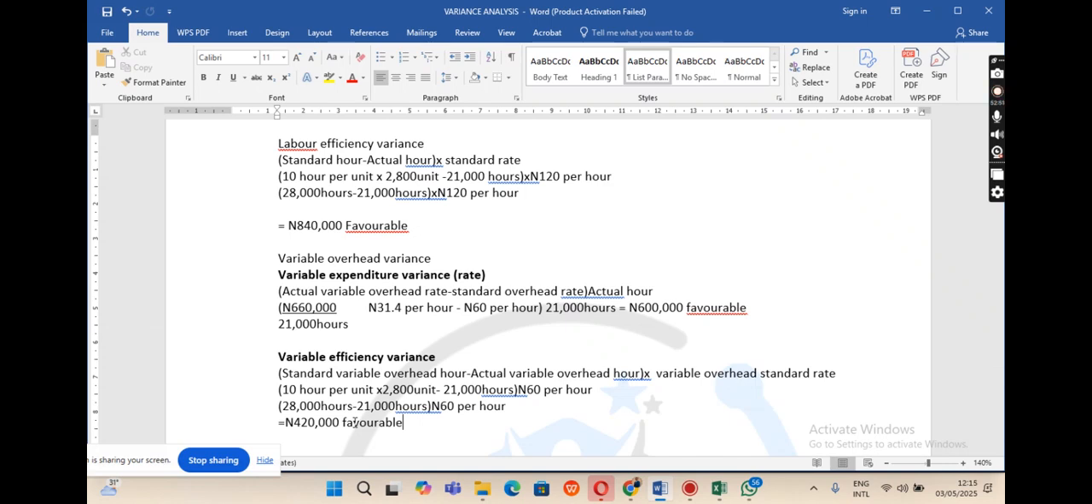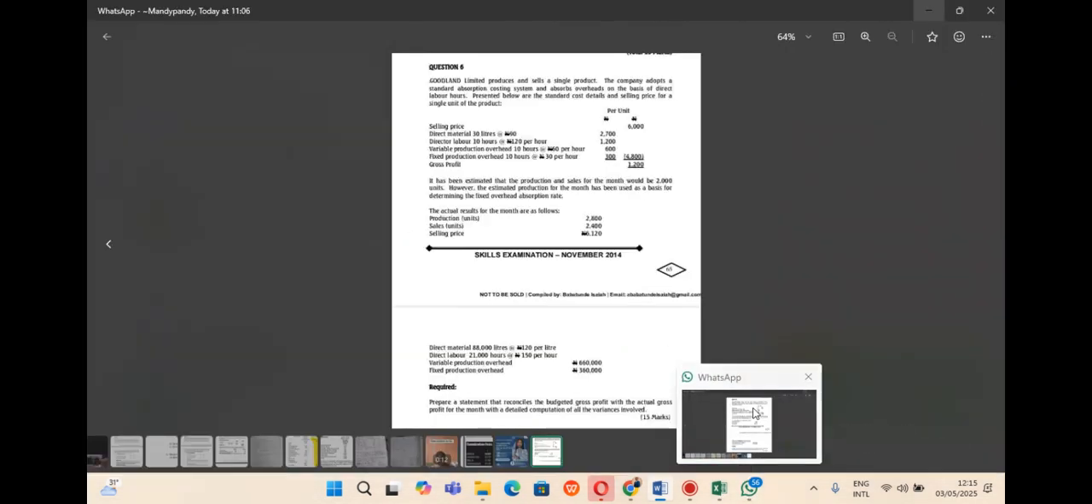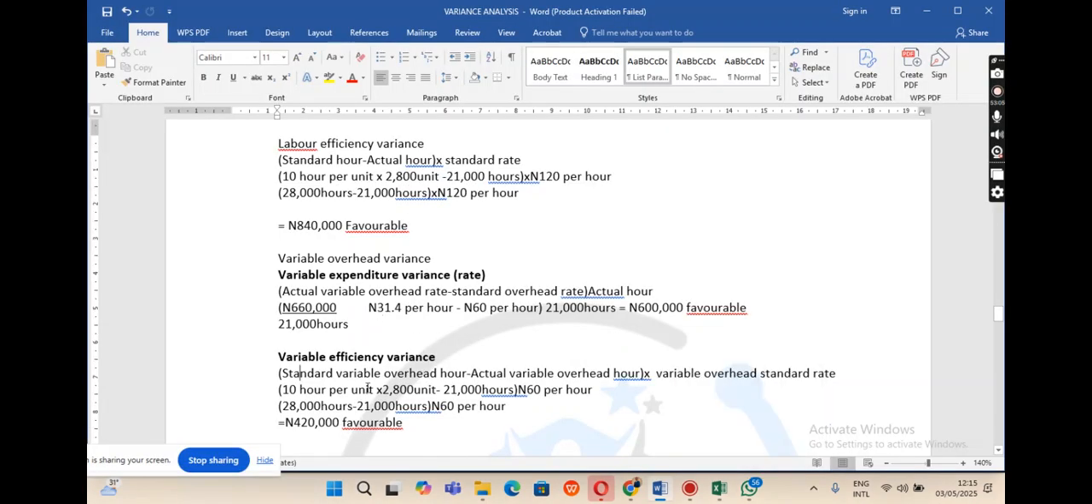Yes, but you could see that the standard variable overhead hour is different from the one of labor. Is it not different? The standard variable overhead hour may be different. It's because this question is just like that. Do you understand? But efficiency measures hours. Anything efficiency is hours. Do you understand?